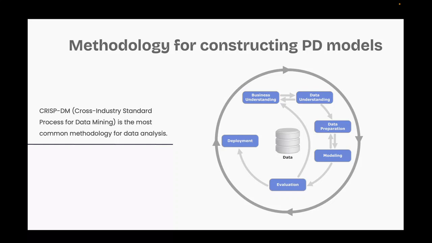Now let's get back to our task. Building PD models in banks is a complex process. Its full documentation can easily span hundreds of pages. However, the main steps of the process follow a widely recognized ML methodology named CRISP-DM, the cross-industry standard process for data mining. Here's a simplified breakdown of key steps.